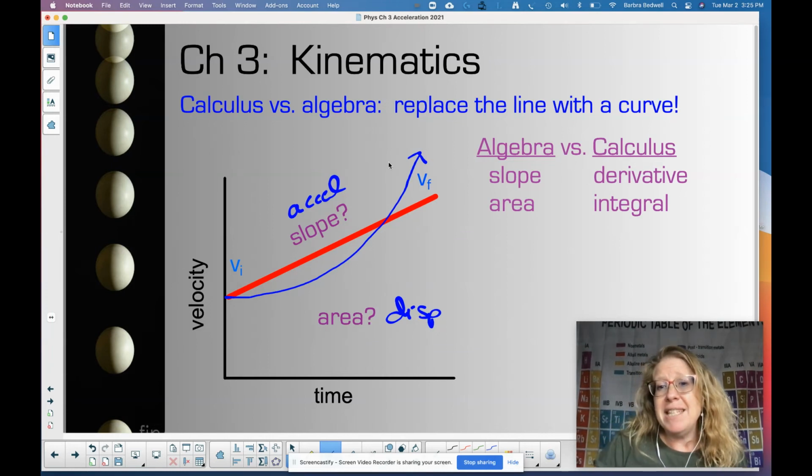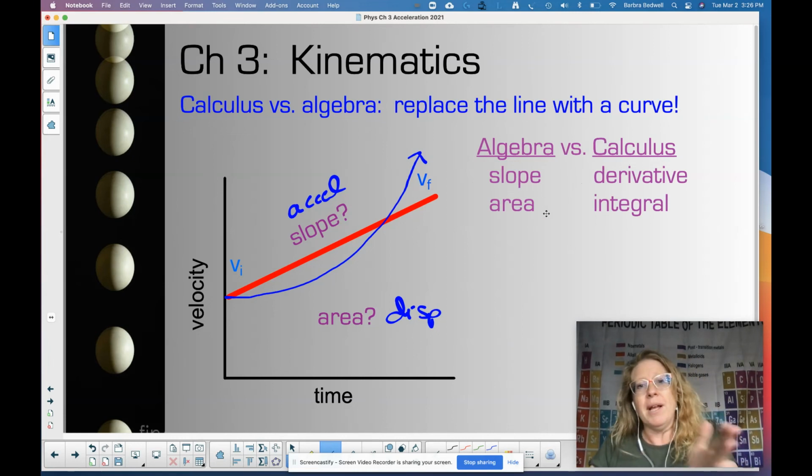So if we have a VT graph, the slope of a VT graph is acceleration. The slope of a VT curve, or the derivative of a VT curve, the first derivative of velocity, is acceleration. If we're talking about the area under the graph, the area under a consistent VT graph is called displacement. The first integral of velocity is also known as displacement if it's changing. So again, if you're not taking calculus, don't worry about it. I just wanted to make that connection.